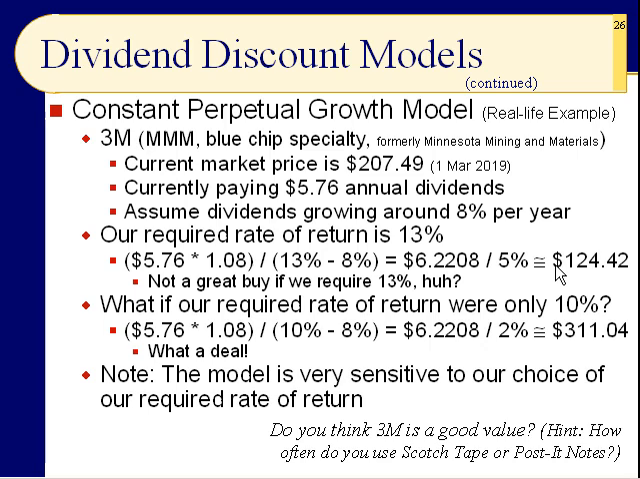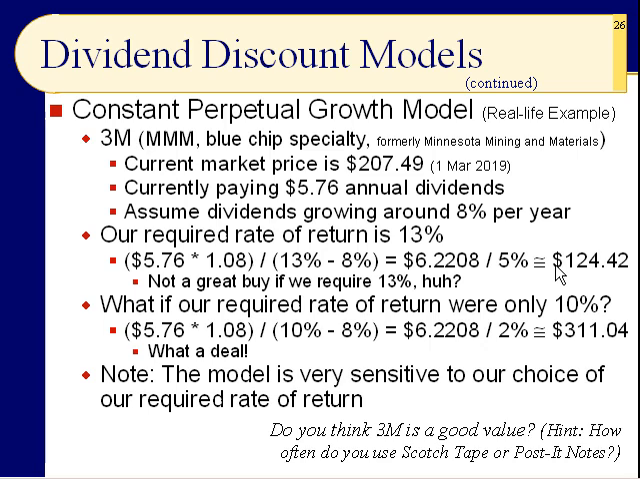Divided by 0.05, and you get approximately $124. You know, we don't want to be too precise. Well, we'll talk about that later on. So, it's selling for $207. It's not a great buy if we require 13%, is it? No, it's not. But what if we just lowered our required rate of return?